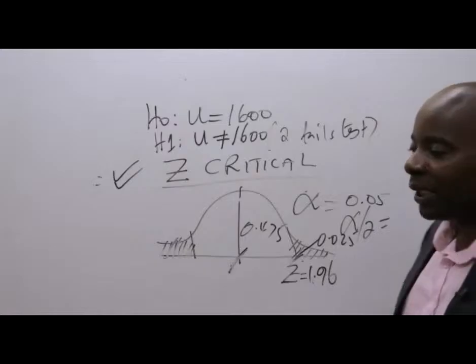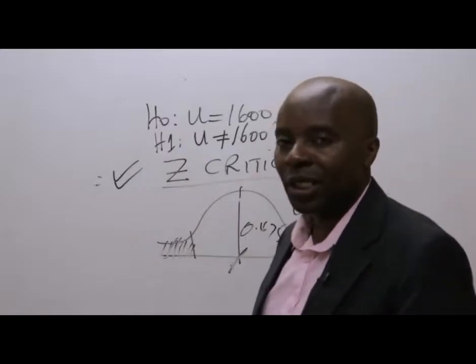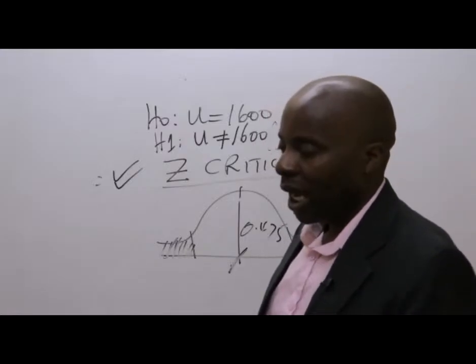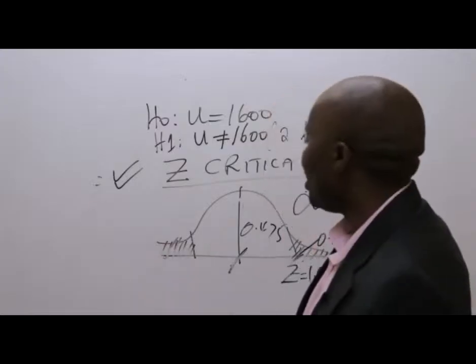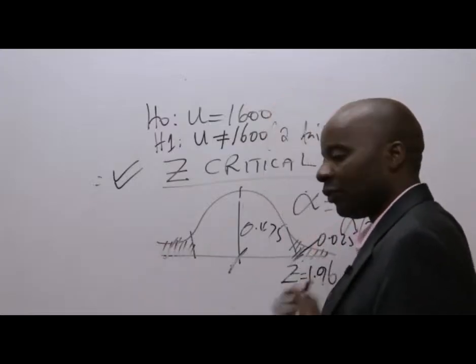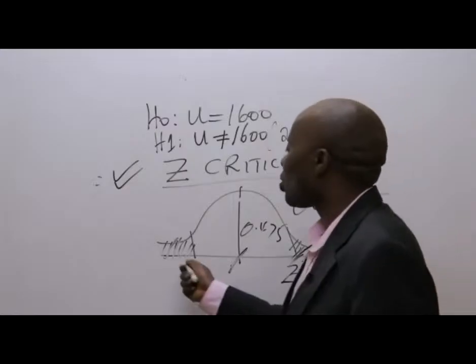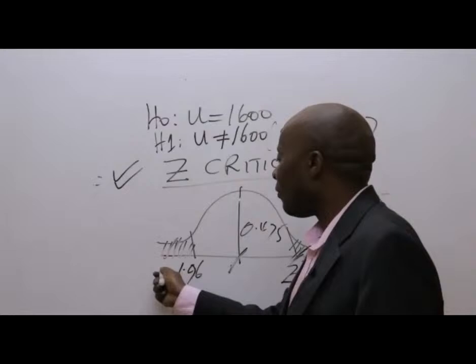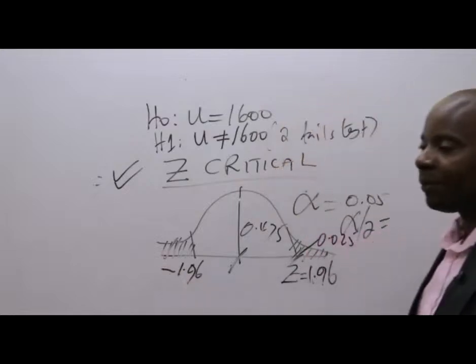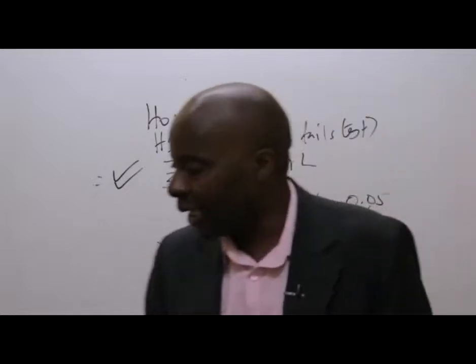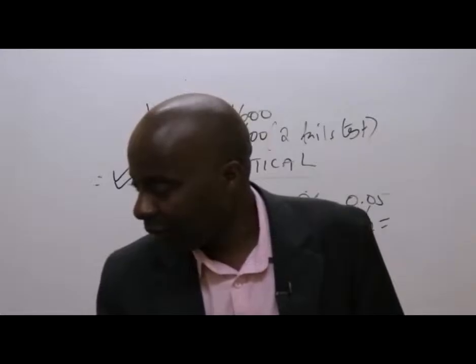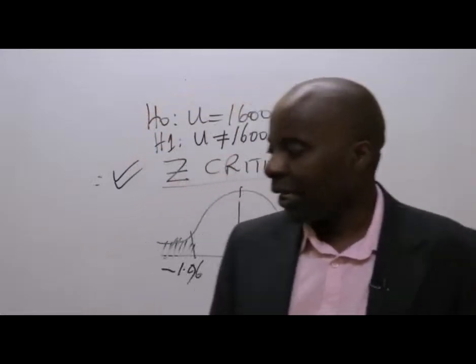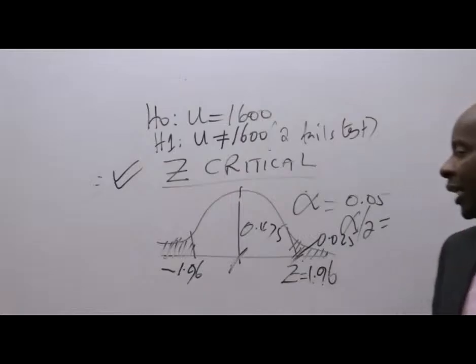Now, ladies and gentlemen, the moment we have that 1.96, listen to me very well. Unlike confidence interval, here I will have 1.96 positive on this side. On the other side, I'll also have 1.96, but because it's on the left-hand side of the mean, I have to put a negative there. So kindly put a negative there, and then that is it.